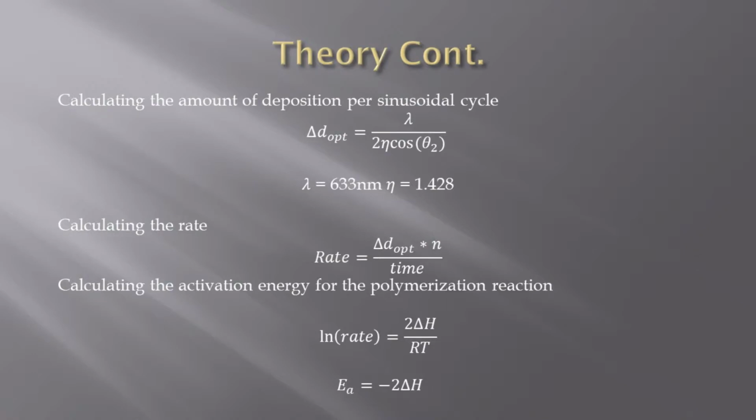Next, the rate can be calculated by multiplying the change in coating thickness per sinusoidal cycle by the number of sinusoidal cycles recorded on the iLab program, and then dividing that by the total time of the trial.